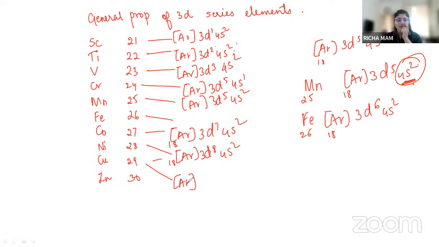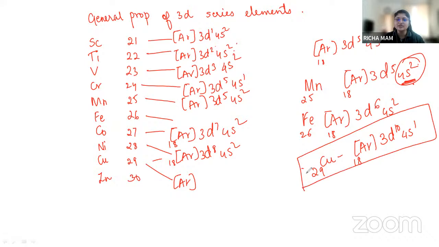Copper also will change. Copper is 29. So write argon 18, then 19, 20, 21, 22, 23, 24, 25, 26, 27, 28, 29. So again 11 electrons. How will I write it? I'll write it as 3d10 and 4s1. So this is the change.